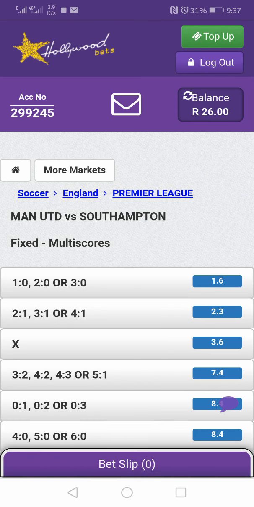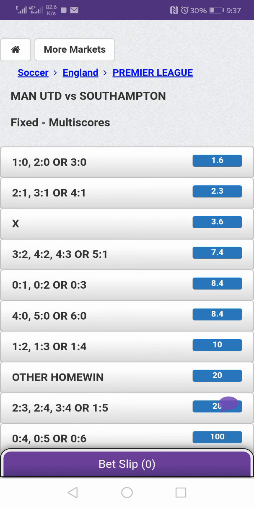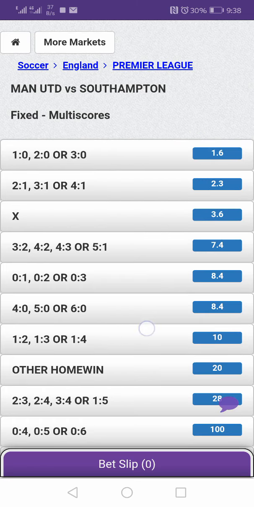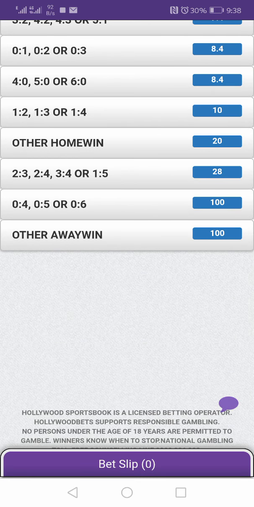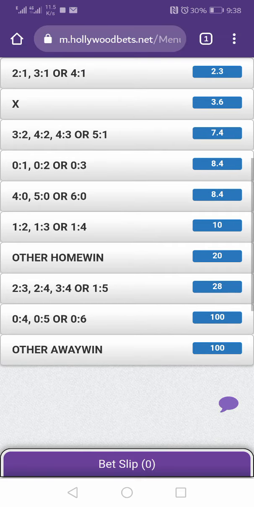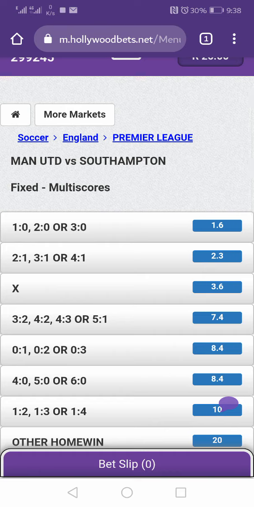What does this market mean? When you get here, you will notice that you'll find a number of scores. Let's make an example. This is Manchester United versus Southampton. Let's say you know that in this match Manchester United will win, as we have seen the odds of Manchester United to win at 0.45. The odds are so low, and we know that Manchester United are favorites to win this match against Southampton.